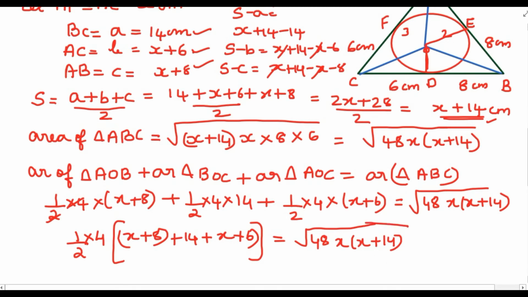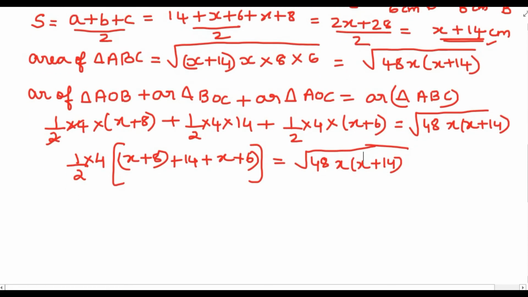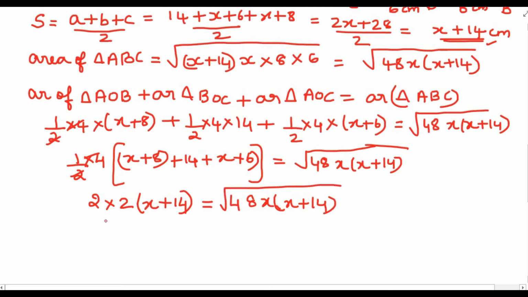So I can write here, this 2 will get cancelled. So this is nothing but 2 into S, which is x plus 14. I can write 4 into x plus 14, which is equal to the square root of 48x into x plus 14. To remove the square root, we need to square both sides. So 4 into x plus 14, the whole square, equals 48x into x plus 14.